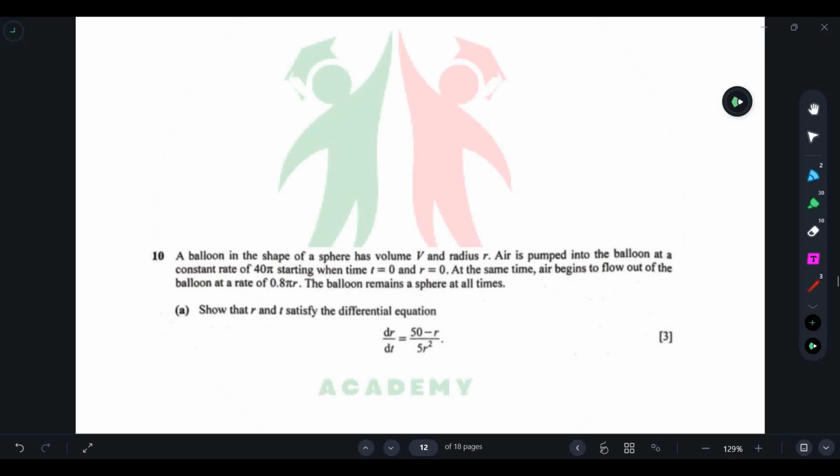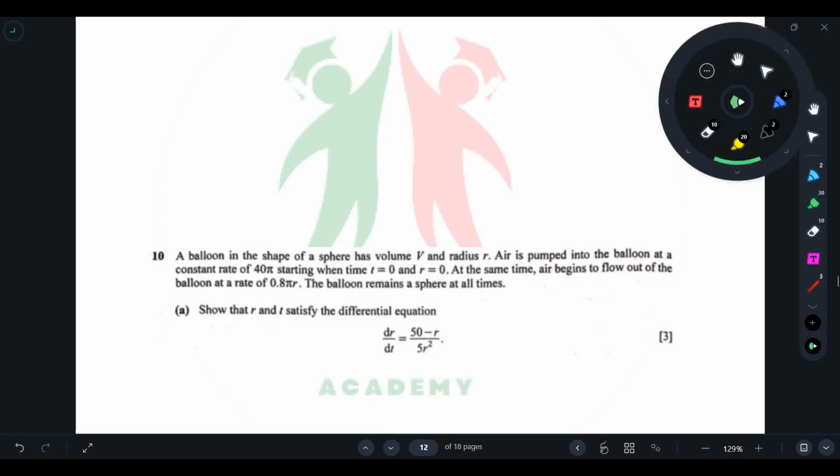Question number 10. It was given that a balloon is in the shape of a sphere. Let me highlight the important points. A balloon in the shape of a sphere has volume this, radius this. Air is pumped into the balloon at the constant rate of 4 pi, starting with time t equal to 0. At the same time the air begins to flow out of the balloon, so we have to subtract it. The balloon remains a sphere at all times. Show that r and t satisfy the differential equation this.